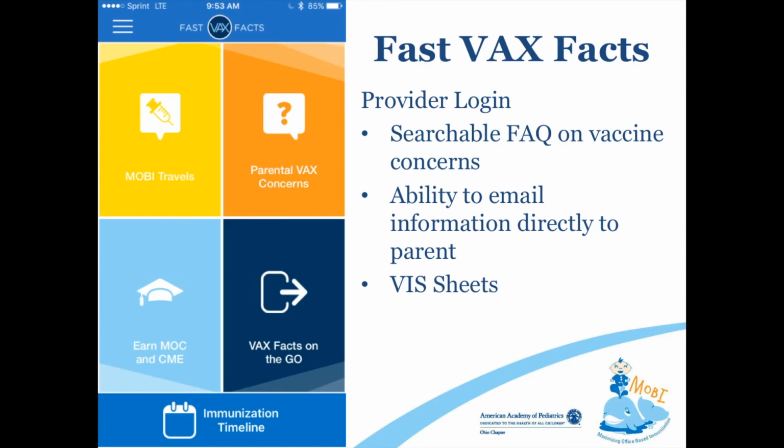So there's a provider side to this. Provider meaning physician, advanced practice nurse, somebody who's providing care. And this provider side has Mobi Travels, Parental Vax Concerns, Earn MOC and CME credit, and Vax Facts on the Go. So really this is directed toward the provider, some things that they might need. It has searchable facts on vaccines. You have the ability to email your patient or parent directly with VIS sheets or any additional information. It's really a nice way for them to interact through media, through an app.